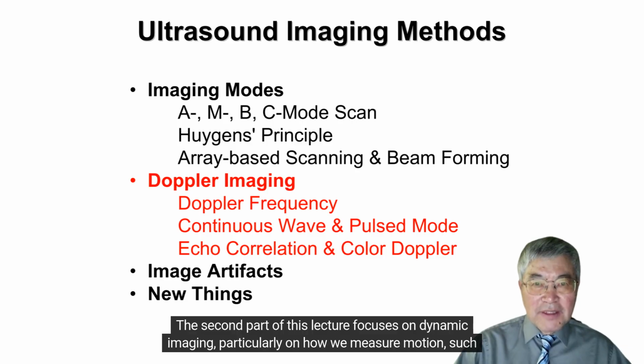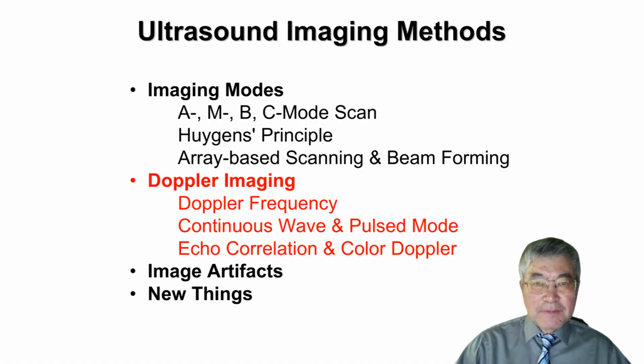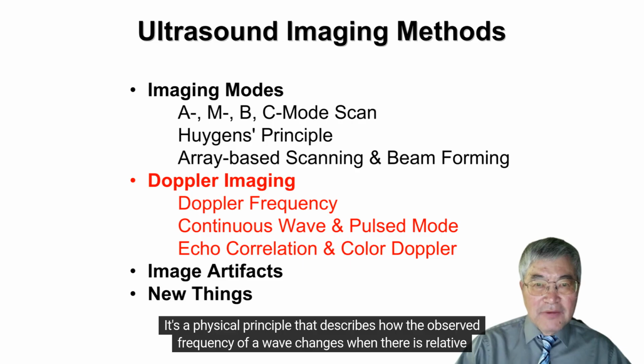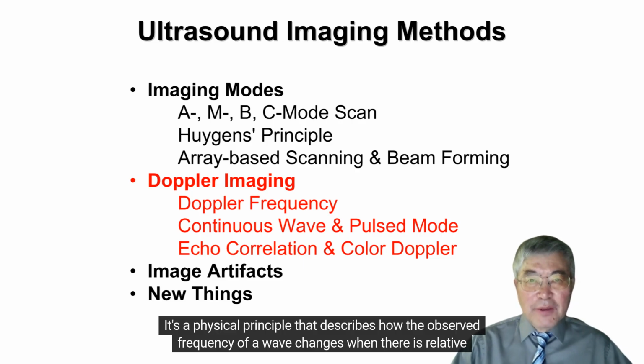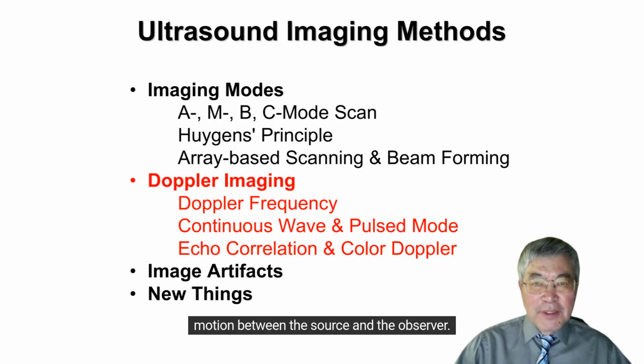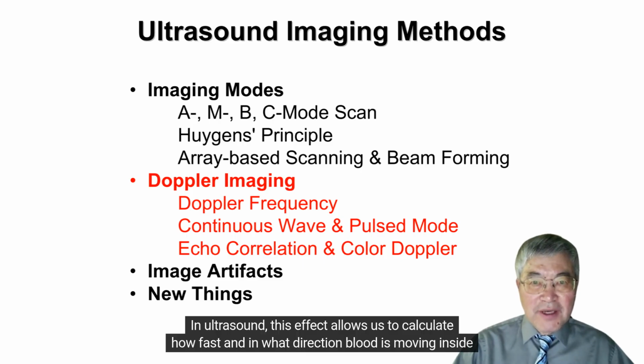The second part of this lecture focuses on dynamic imaging, particularly on how we measure motion, such as blood flow velocity or heart wall movement. To do this, we rely on the Doppler effect. So what exactly is the Doppler effect? It's a physical principle that describes how the observed frequency of a wave changes when there is relative motion between the source and the observer. In ultrasound, this effect allows us to calculate how fast and in what direction blood is moving inside the body.